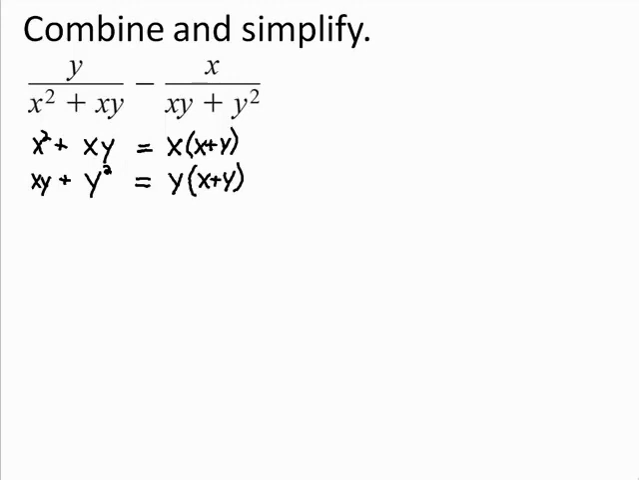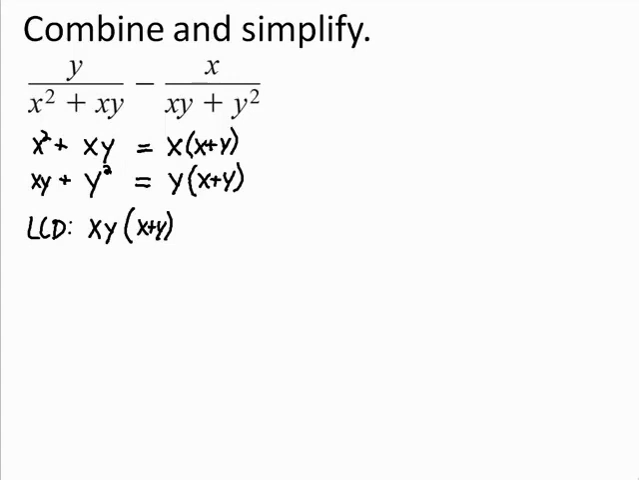And x times y plus y squared can be factored into y times the quantity x plus y. The least common denominator has to contain each factor. So the least common denominator is x times y times the quantity x plus y. Each fraction has to have this as its denominator.